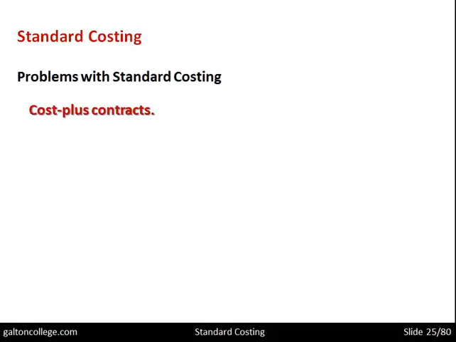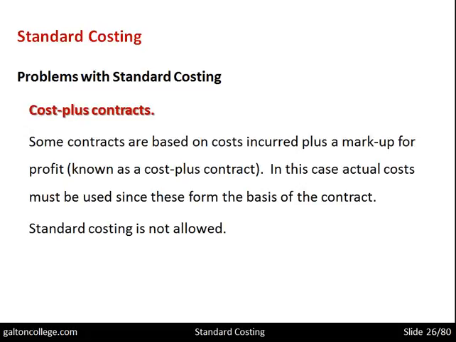Now, problems with standard costing. Well, cost plus contracts is one problem. Some contracts are based on costs incurred plus a markup for profit. This is known as a cost plus contract. In this case, actual costs must be used since these form the basis of the contract. And this is not standard costing. This would be looking at the cost of the product.